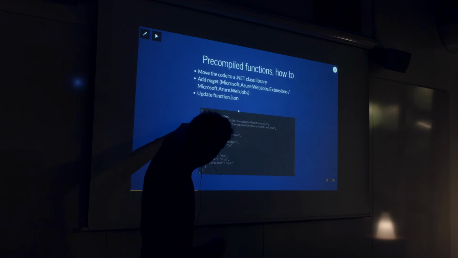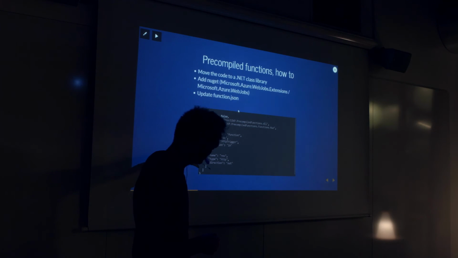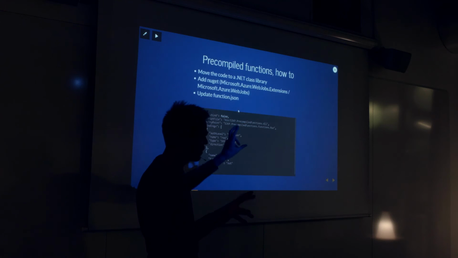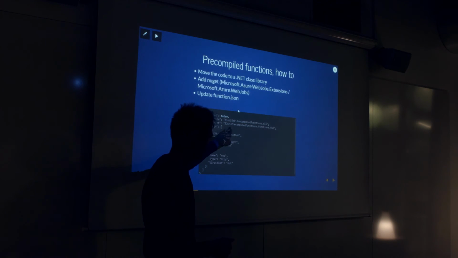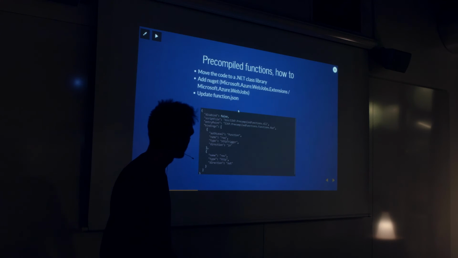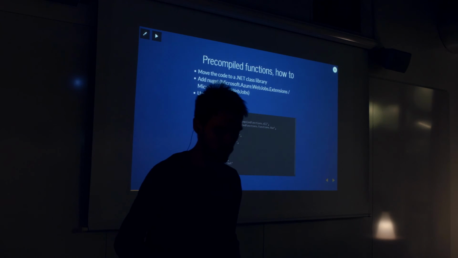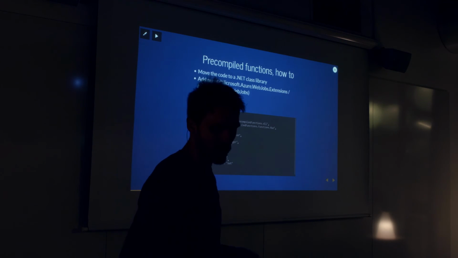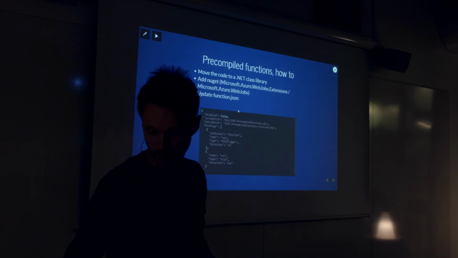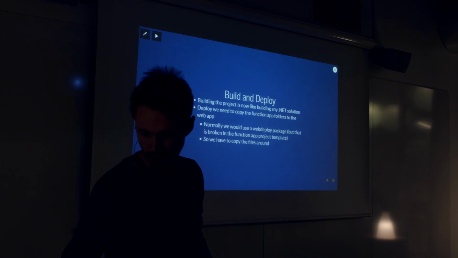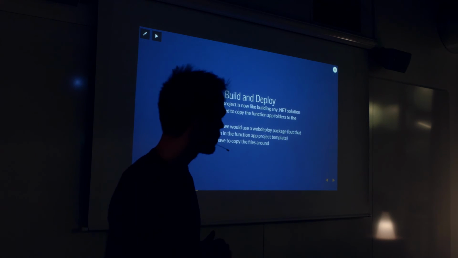And then we need to change a little bit in our function.json file. It's called scriptFile, but it can actually point to an assembly as well. Then we need to point to the entry point, which is the function to invoke in that assembly. So those are the two things you need to add to the function file, and then you can use Functions with class libraries that you built. That's not too bad, right? That's all there is to it.